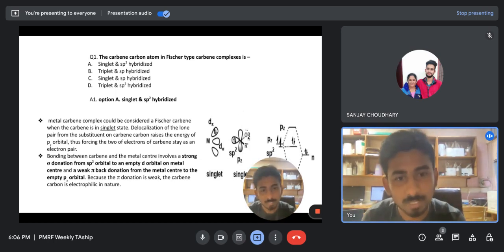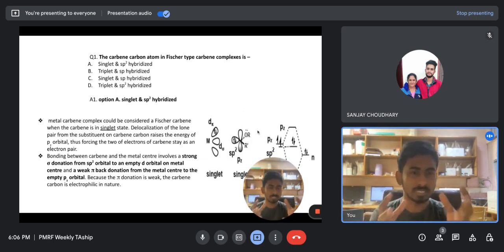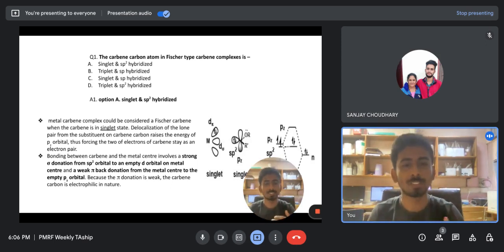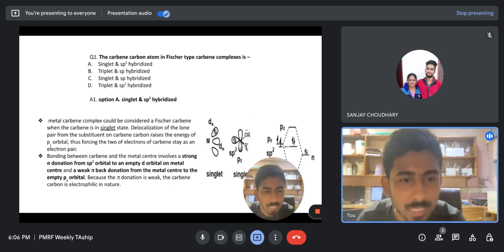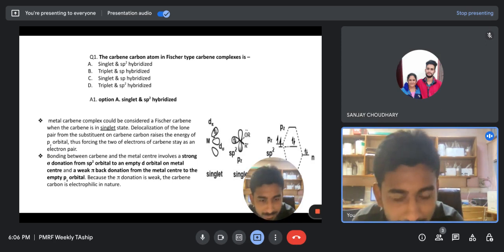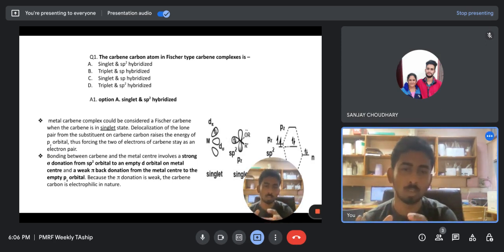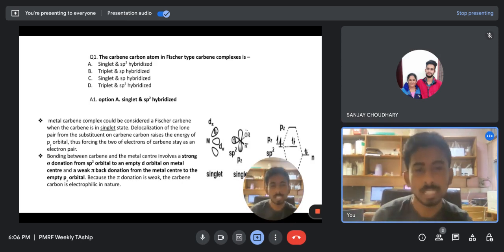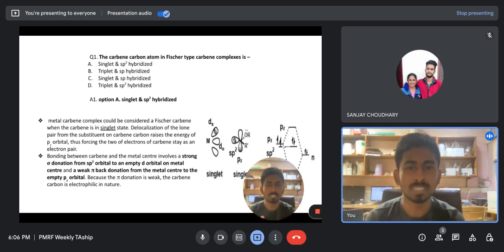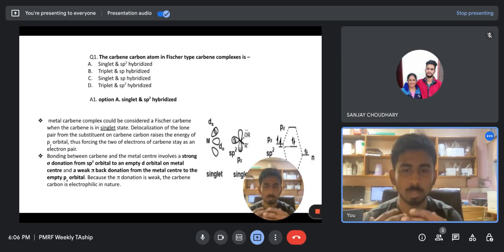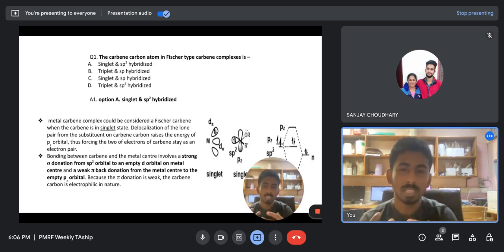Because of the presence of these electron rich oxygen atoms, oxygen is increasing the electron density on the carbon center. That's why the metal has less electron density on itself. That's why the electron donation from the metal to the carbon is weak. The sigma bond is stronger, the pi bond is weaker. That's why the carbene carbon is electrophilic in nature.